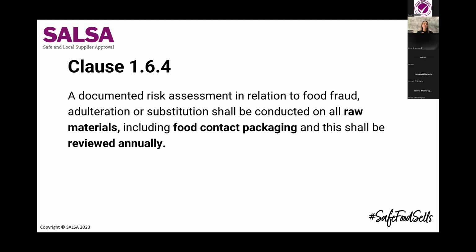So when we look at the clause, I'll just read it out. A documented risk assessment in relation to food fraud, adulteration, or substitution shall be conducted on all raw materials, including food contact packaging, and this should be reviewed annually. The world changes all the time. Lots of things happen in the food and drink industry. So it's really important that you keep on top of what's going on with regards to food, raw materials and packaging, and make sure that you review it at least annually.